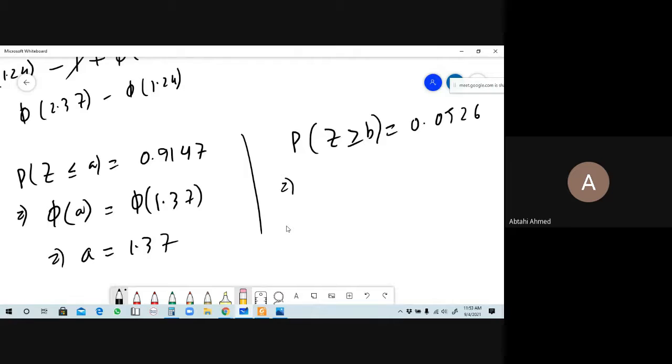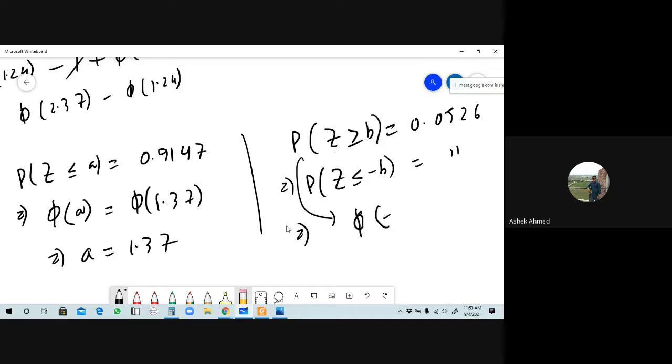First of all, you have to multiply both sides of this inequality by minus 1. So that will be: Z is less than or equal to minus B, and this is the same value. So you can directly write this as phi of minus B here. Do you understand? When you see this, you can write phi of minus B.